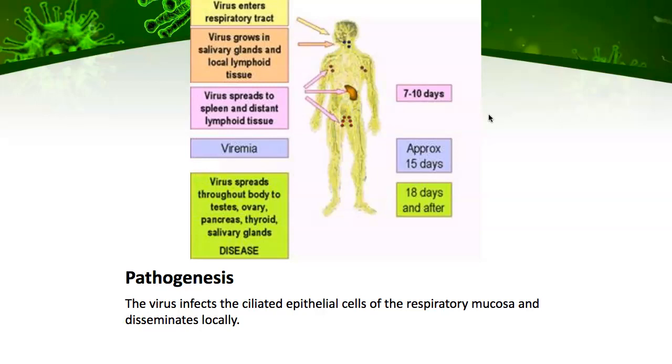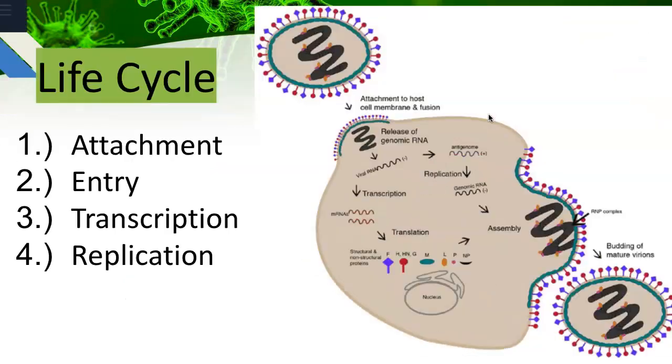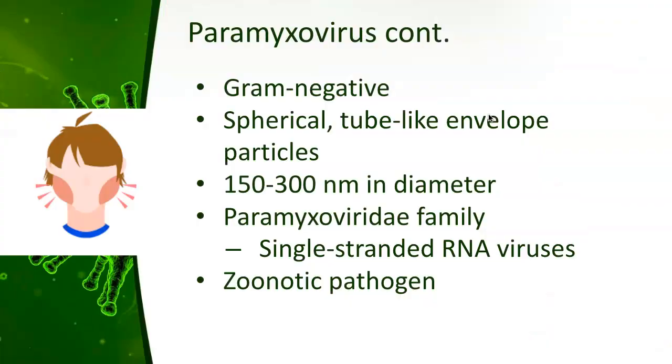Basically the virus infects the ciliated epithelial cells of the respiratory mucosa and disseminates locally. The virus is acquired by respiratory droplets. It replicates in the nasopharynx and regional lymph nodes. After 12 to 25 days, a viremia occurs, which lasts from 3 to 5 days. During the viremia, the virus spreads to multiple tissues, including the meninges and glands such as the salivary, pancreas, testes, and ovaries.